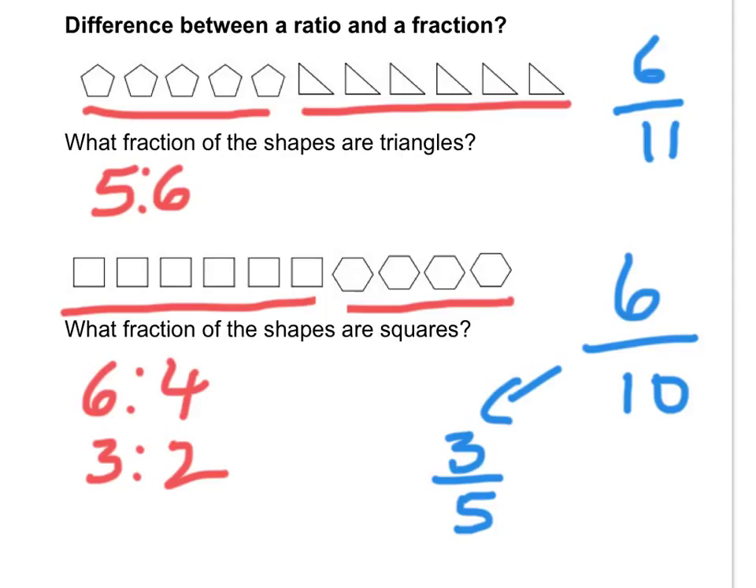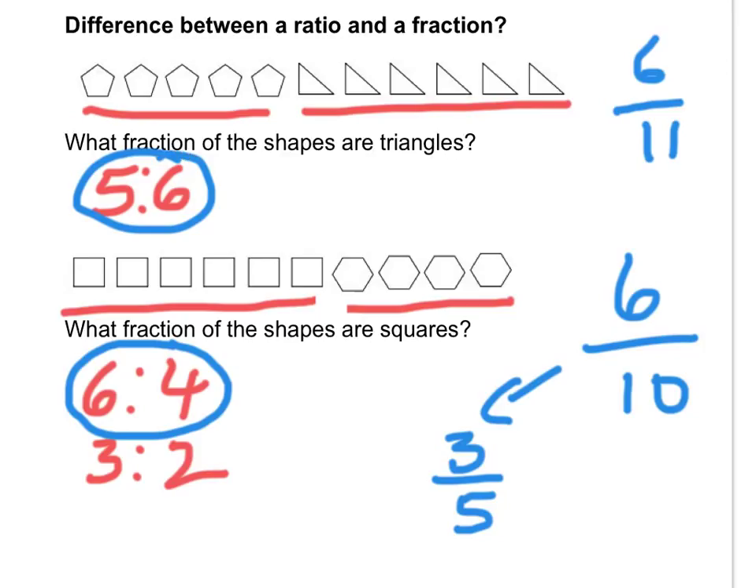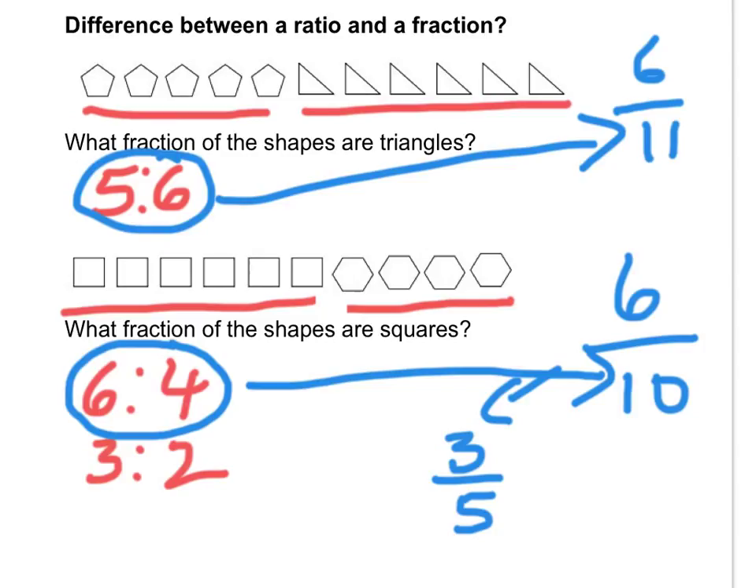In these two cases as well, when you add the numbers that make up the initial ratio, you add 5 and 6 and you get 11. You add 6 and 4 and you get 10. So when you add the initial ratios, it tells you the bottom part of the fraction. So key to remember, a ratio compares one quantity to another, one group to another group. A fraction compares one group to the total amount of things.